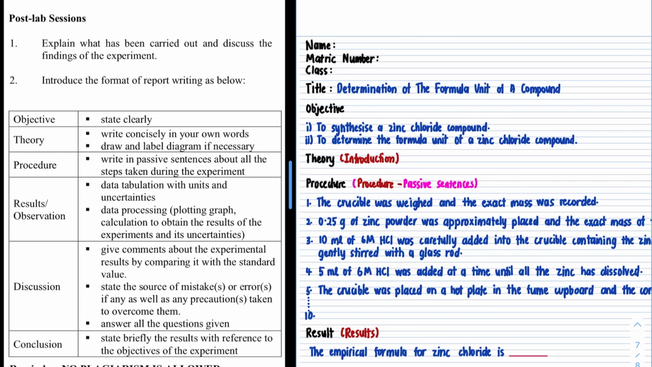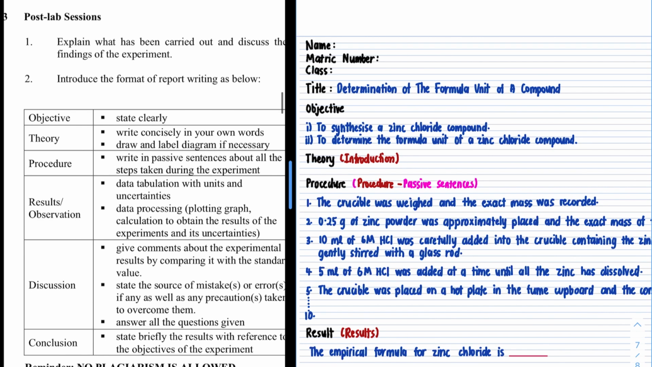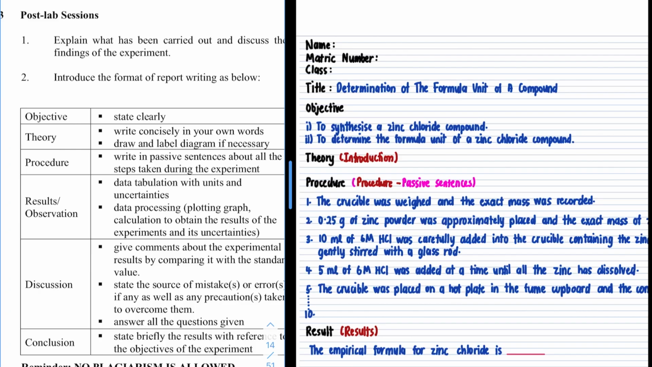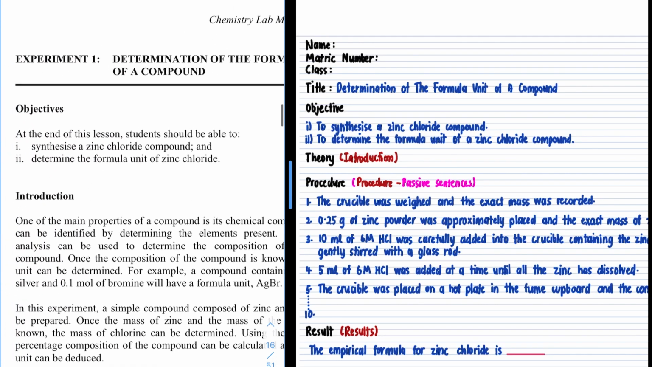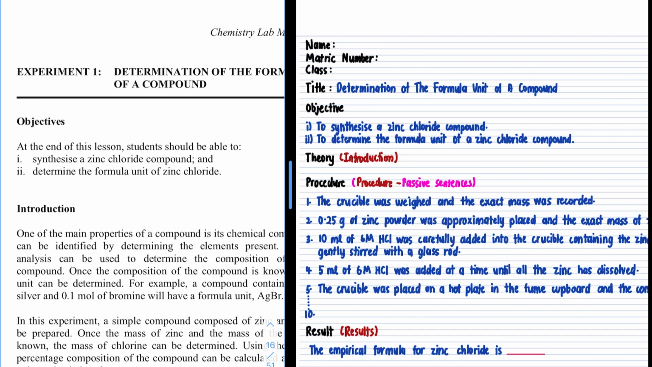But before you start writing the content of the lab report, it must have your name, matric number, class, as well as the title of the experiment. Next, what you need to have is the objective, which must be stated clearly. For the objective itself, where do we get it? It is based upon the lab manual itself.